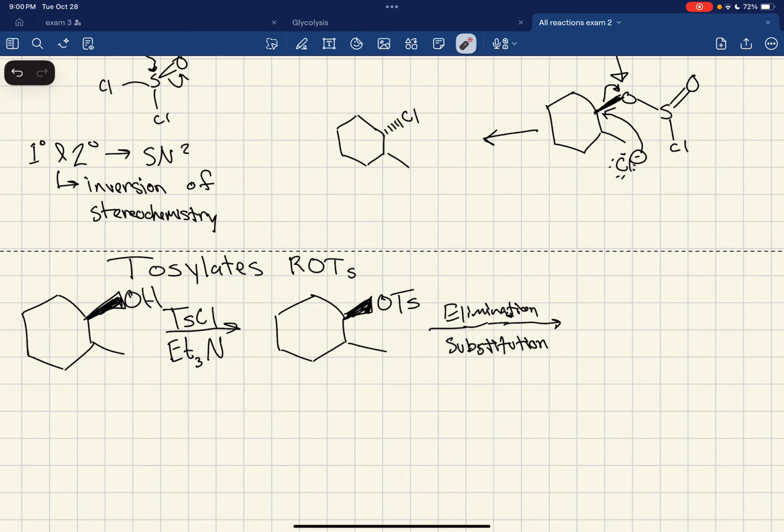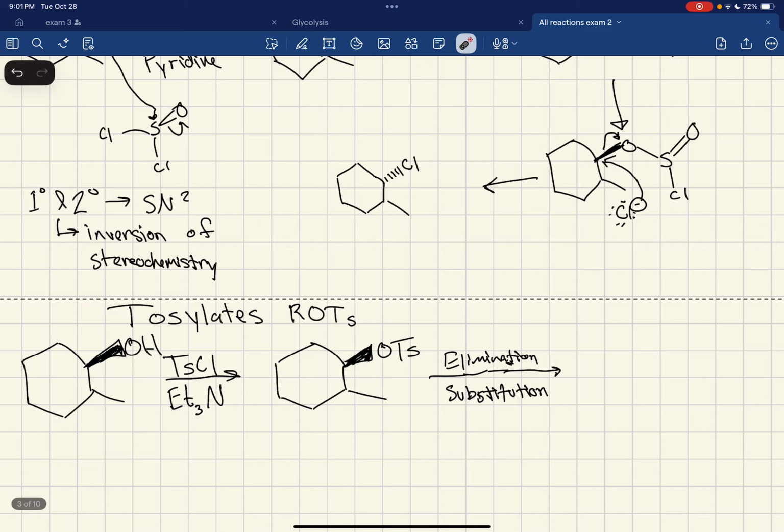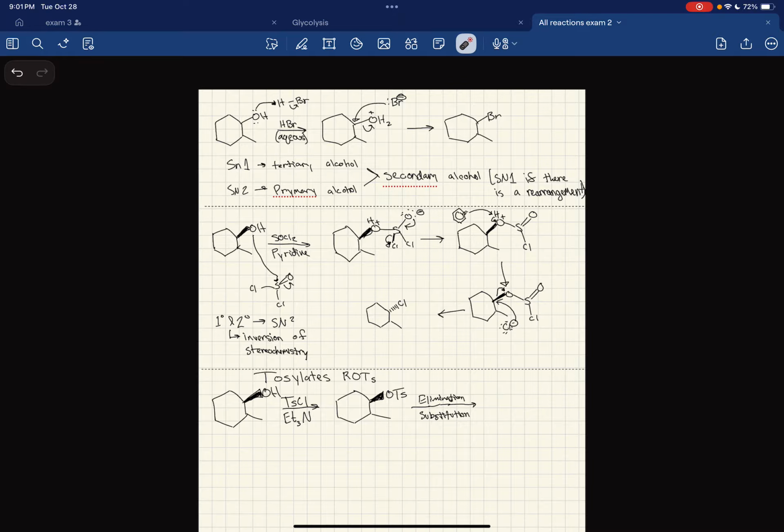Just know that the TsCl happens basically the same as all this. But O comes in, attacks it, and then knocks the Cl off, and then you've got OTs, which is great because it's a leaving group, and you can either do elimination or substitution. So this basically converts OH to a leaving group. And with this one, you can do either elimination or substitution. It's not like SOCl2 and PBr3 where they're specific.